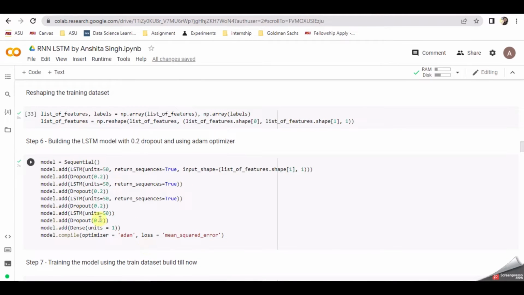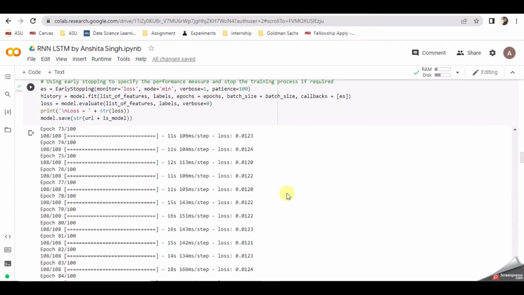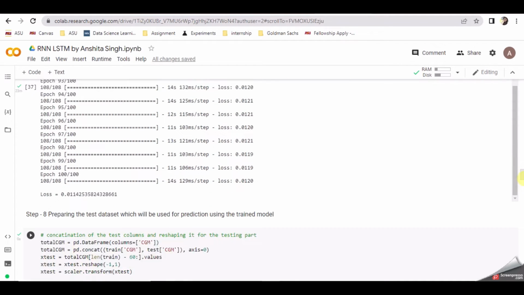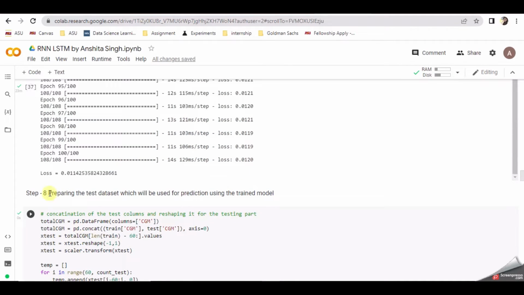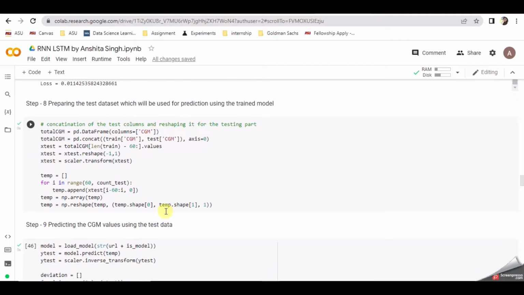Then here I'm training the model, so I'm using 0.2 as a dropout, and these are the neural network layers which are using the LSTM. Then finally I'm using 100 epochs to train my LSTM model, and this is where the model is being trained. After completing the 100 epochs, I'm getting this as the loss of the prediction of the model.